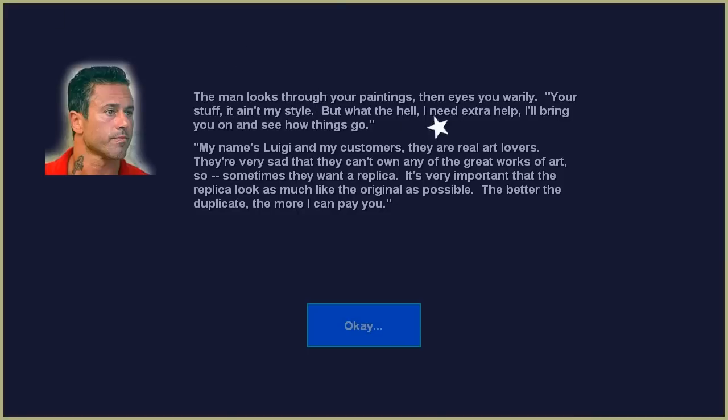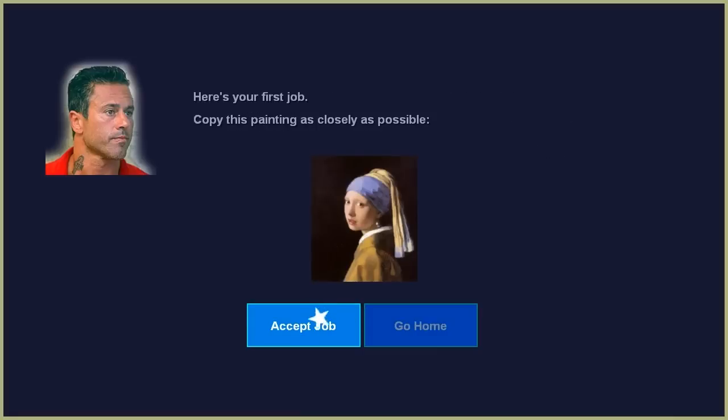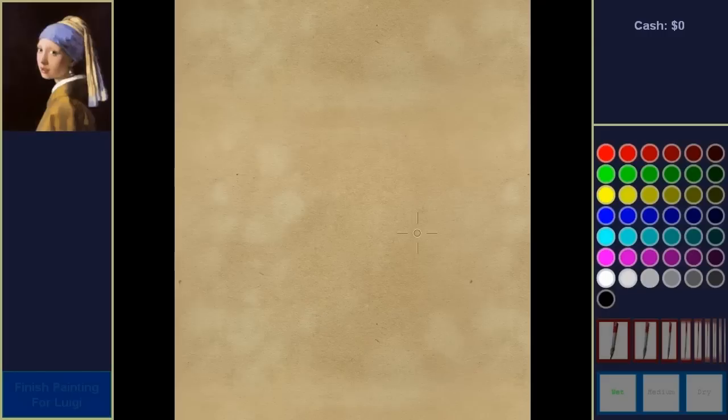Anyway, so now I've got two paintings, I can go talk to Luigi, and Luigi tells us, basically, he'll give us a job. His clients are people who are sad that they can't own original great works of art, so we've got to recreate ones. And the best recreations get the most money, of course.